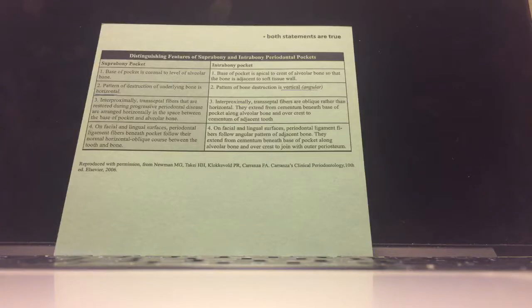Number 3, interproximally, transeptal fibers are oblique rather than horizontal. Why? Because the bone loss is vertical. It's not horizontal, it's vertical. They extend from cementum beneath the base of the pocket, along alveolar bone, and over the crest to cementum of the adjacent tooth.